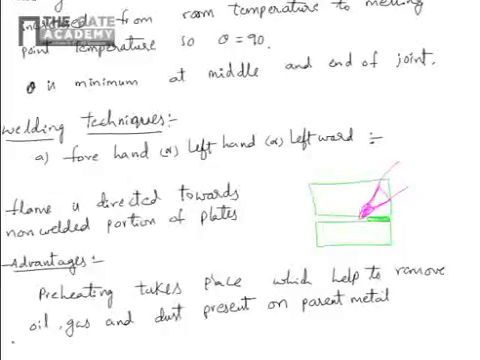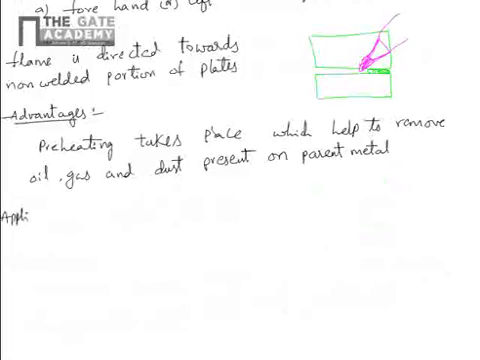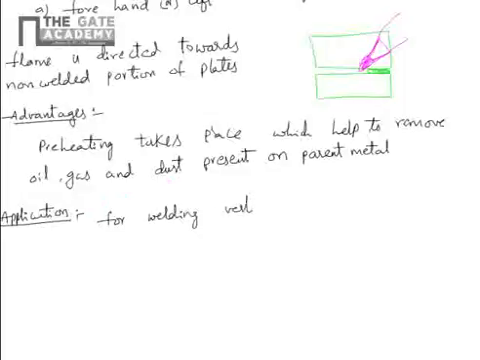Application. For welding horizontal plates, if both plates are horizontal, you can use the forehand technique or the backhand technique. For welding vertical plates, the forehand technique is used. Vertical plates are welded from bottom to top.